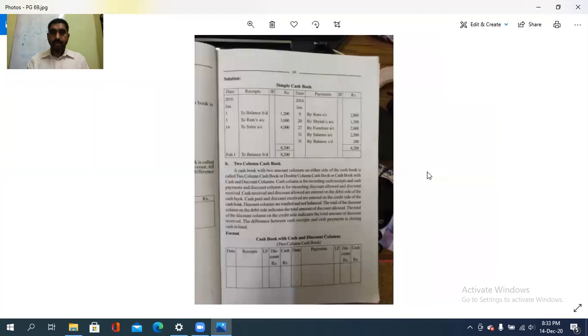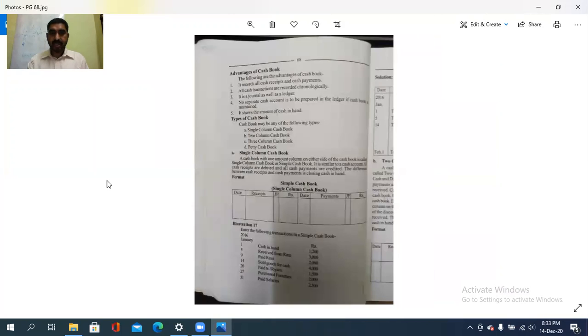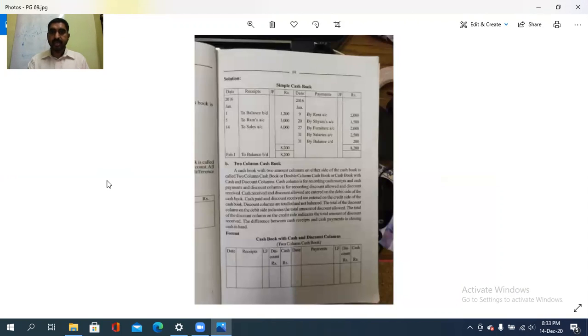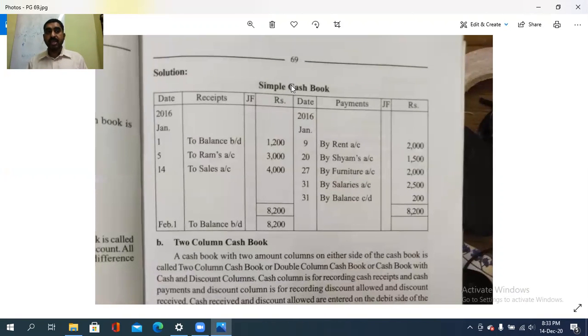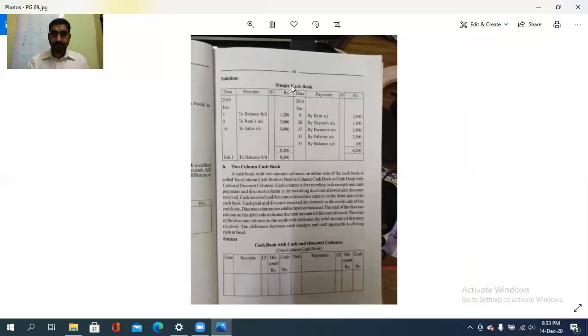So, what is the case? Simple column, simple cash book. Under the simple cash book, cash in hand 1200. So, how is it to be shown? To balance brought down. The first case, cash 1200 balance brought down. That is the opening of the cash book. Cash is an asset account, so it will come on the debit side. That is the opening balance. It will come on the debit side as 1200.